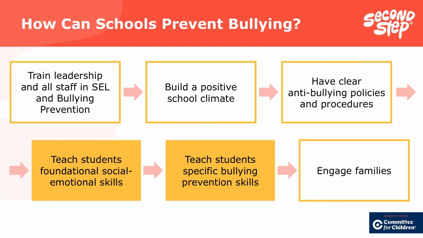So, as I mentioned, many schools already have in place training and policies and procedures to prevent bullying, but to take it a step further, it's vital that students are equipped with a strong foundation of social emotional skills, as well as specific bullying prevention skills. And of course, wherever possible, we really want to engage families in the work that is happening within the school so that they can help support the development of these skills outside of the classroom.